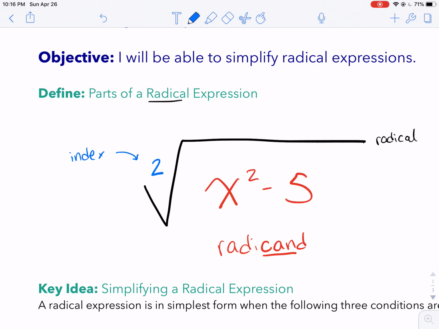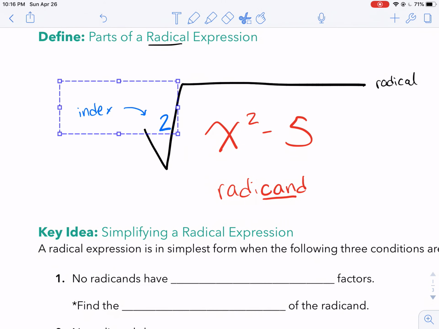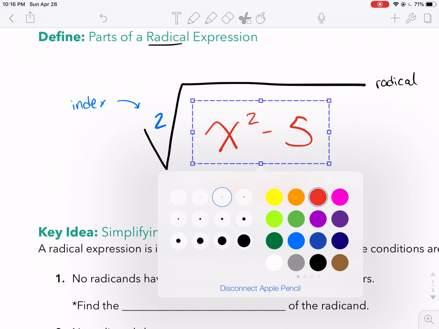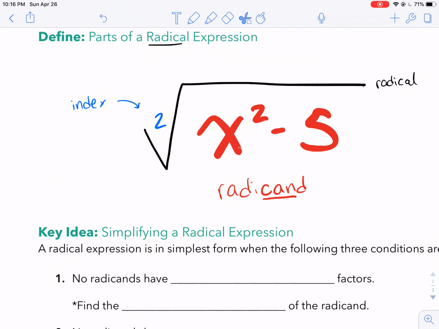Today your index will always be 2. If you just have this symbol, that implies that your index is 2, and we call it a square root. The index can be any integer. You could say it's the 3rd root of something or the 5th root of something. But usually when you just have a radical, we're talking about square roots. Your radicand is what is inside your radical, and that's going to be the most important part that we're talking about today.